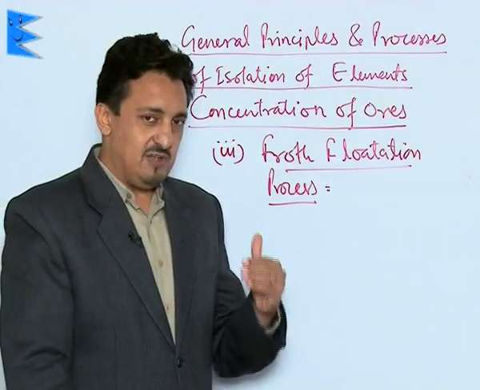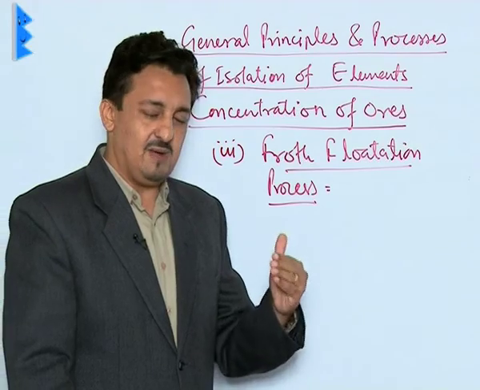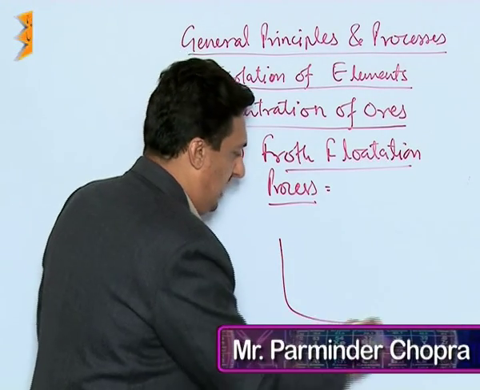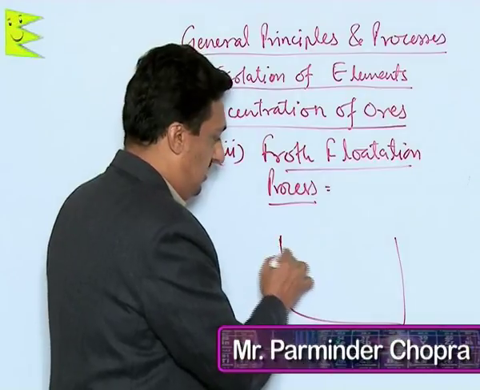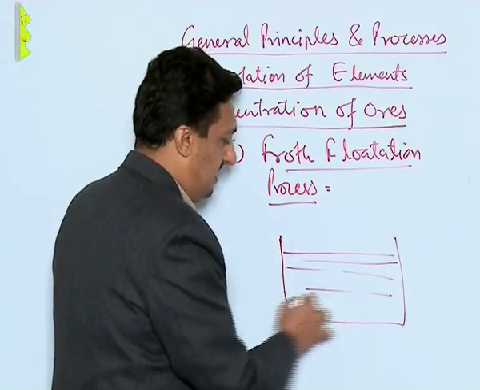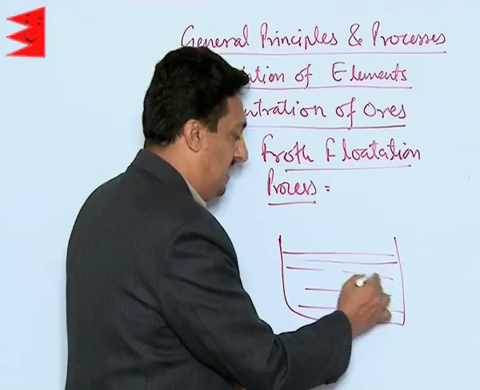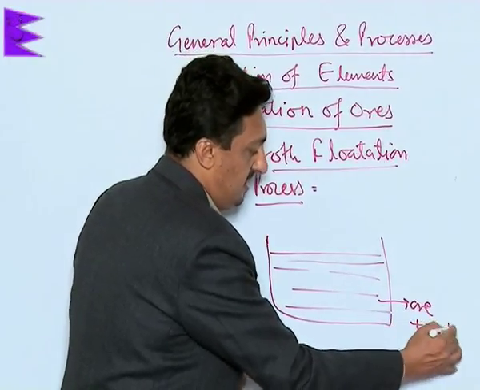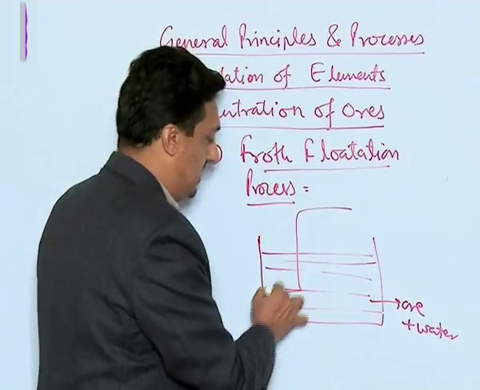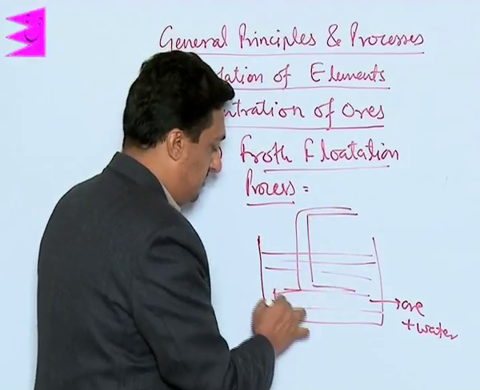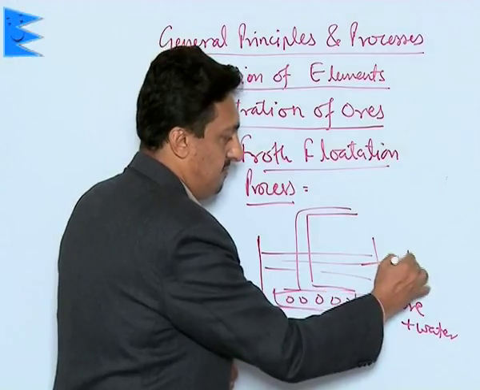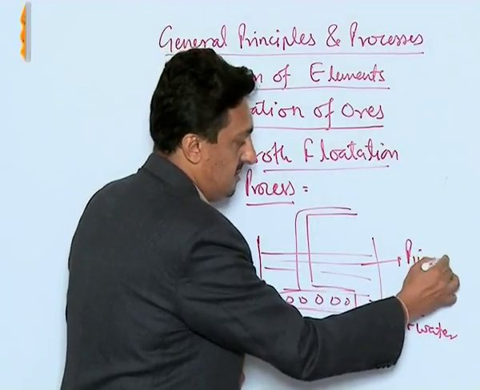The ore gets wet by some other substance and the gangue particles get wet by some other substance. Now, in this process, we use a large vessel, mainly in the form of a tank. Water is taken in this, and the crushed and powdered ore plus water is taken in this. And what we do is we pass air through this, and we add pine oil into this.